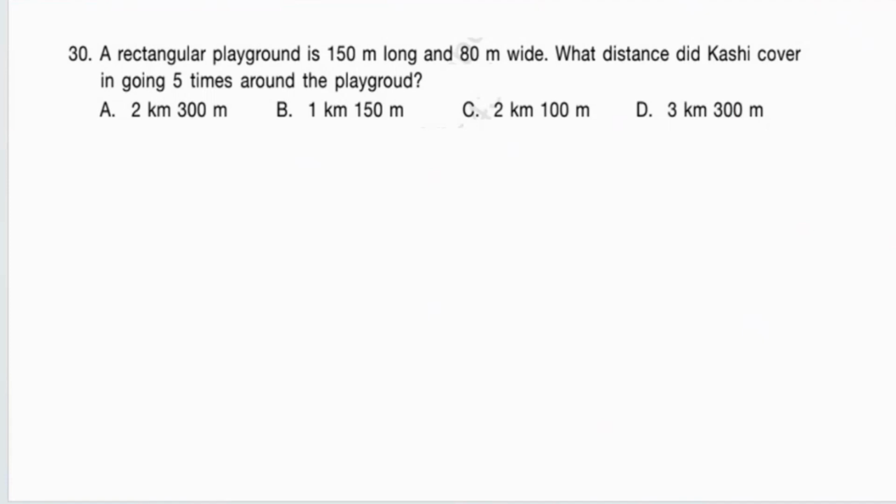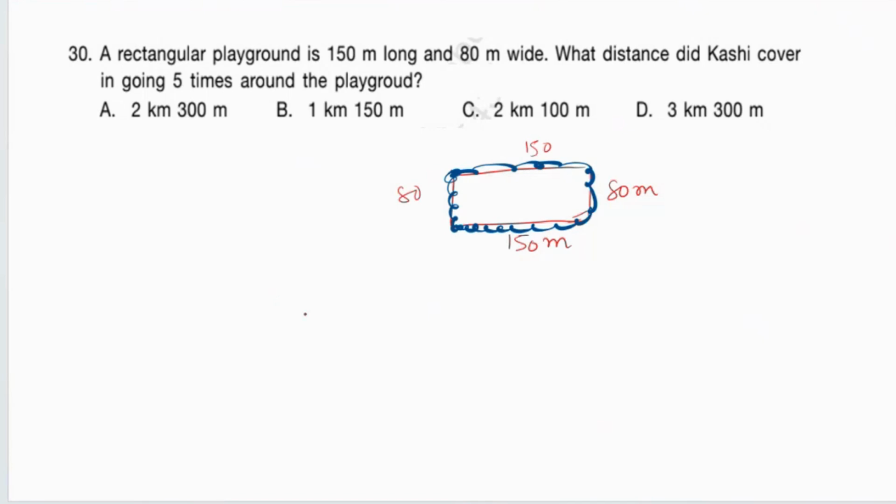A rectangular playground. Okay, a rectangular playground is there. 150-meter long. And 80-meter wide. Fine. What distance did Kashi cover in going 5 times around? Okay, she has started from here. She has started from here taking a round like this. She will go around this one round. So 1 round means its perimeter, right? Because that's a boundary. So 1 round means its boundary.